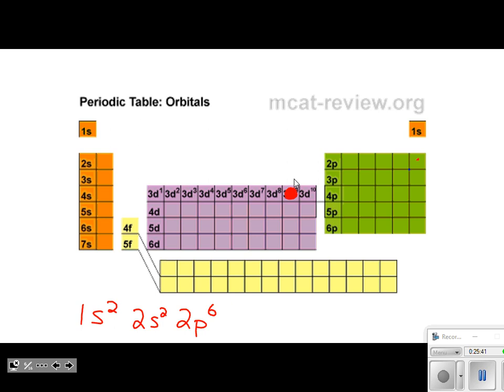After my 2p's, I come down here to my 3 s's. So next is 3s2. After my 3 s's come my 3p's. I have 6 of them: 1, 2, 3, 4, 5, 6. So now I'm right here. What comes after 3p? 4s. So I'm at 4s2.